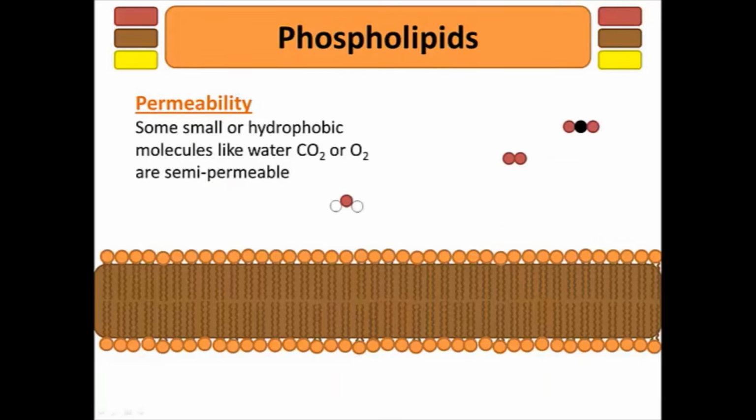Nonpolar molecules like carbon dioxide and oxygen can diffuse across the large hydrophobic region. And water molecules, even though polar, can still diffuse through the bilayer because of their small size. Because some things can cross the bilayer on their own, the bilayer is said to be semi-permeable. However, the bigger and more polar you are, the harder it becomes to cross the barrier.